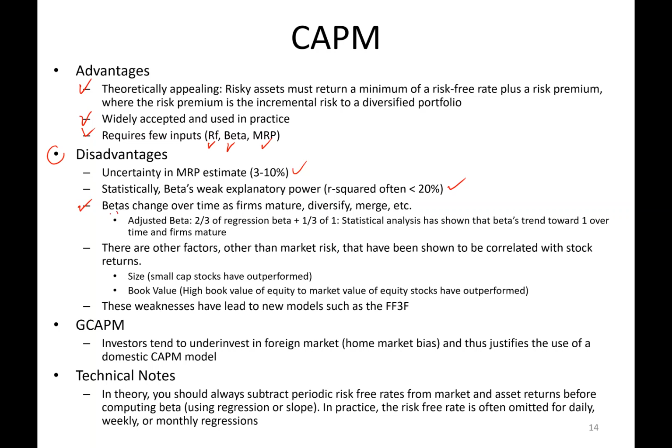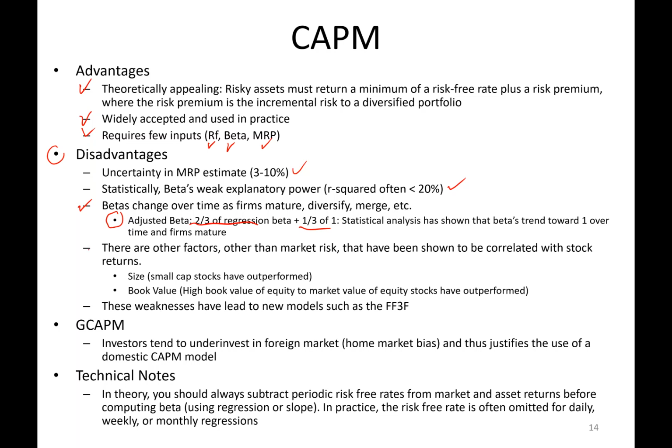One thing that some practitioners do is they have read some studies that show that betas of firms as they mature tend to go to 1. In other words, as companies get more mature, they behave more like the overall market. Therefore, one thing called an adjusted beta is simply to take the regression beta that we calculated, take 2/3 of that plus 1/3 of 1, and what it does is it pushes your beta towards 1.